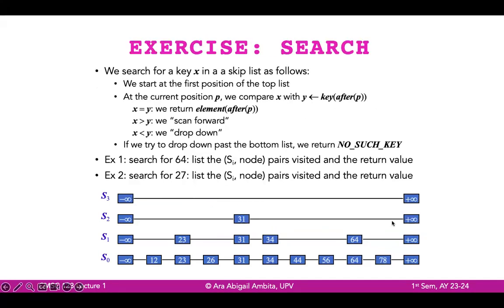That is how we can do search in skip lists. You can also try to do this one: 64 and then 27. Okay, thank you.